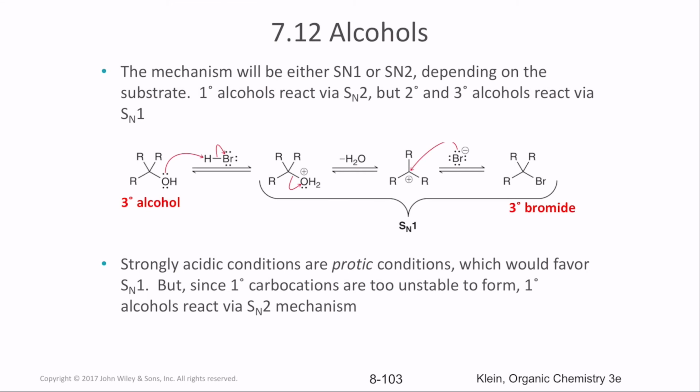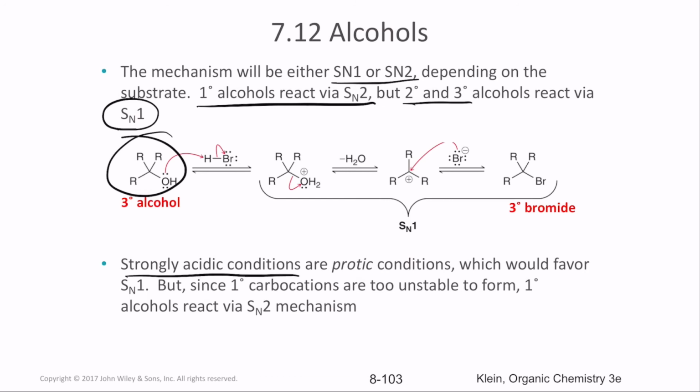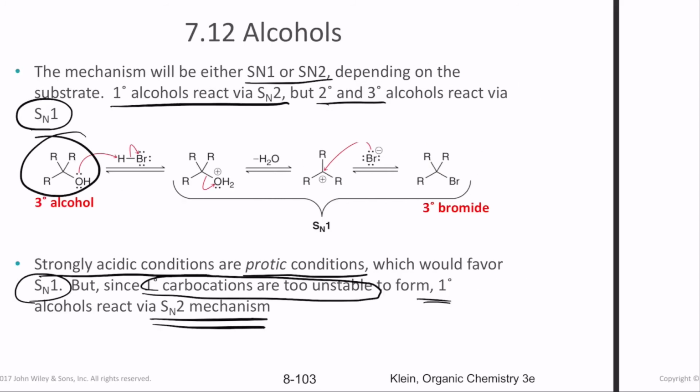Now with alcohols, the mechanism will either be SN1 or SN2 depending on the substrate. Primary alcohols always react via SN2 reaction, but secondary and tertiary alcohols react via SN1 reaction. So you need really strong acidic or protic conditions, which would favor SN1 reactions. Remember that primary carbocations are too unstable to form, so primary alcohols always react via the SN2 mechanism.